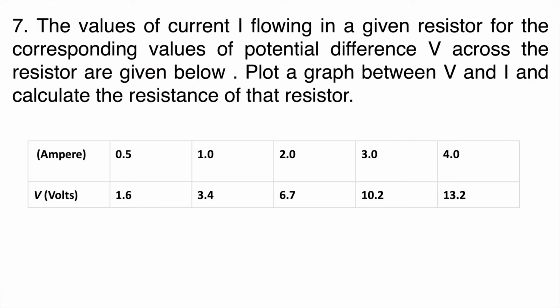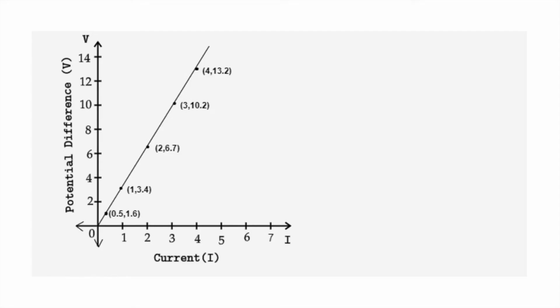Question number 7. The values of current I flowing in a given resistor for the corresponding values of potential difference V across the resistor are given below. Plot a graph between V and I and calculate the resistance of that resistor. Okay, so these are the given values for the potential difference and current. So we can plot a graph using these values, and from the graph we have to calculate the resistance of the resistor also. This is the question.